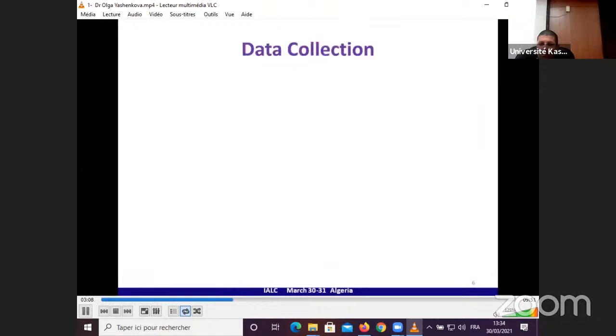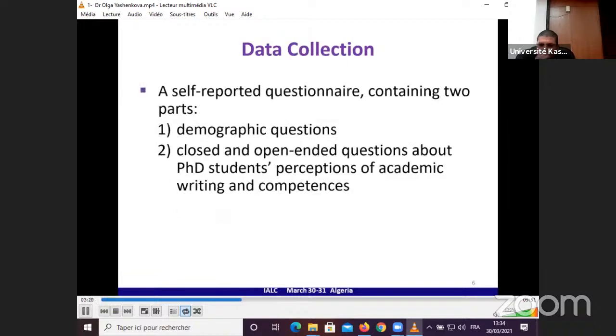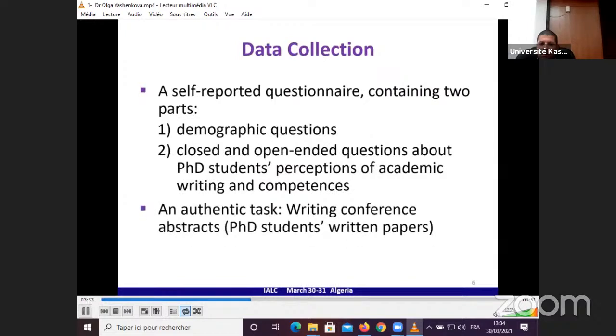The study used a mixed method approach. The data were collected by a survey questionnaire and an authentic task. I developed a questionnaire that contained some demographic questions and closed and open-ended questions about PhD students' perceptions of academic writing and competencies. I also asked PhD students to find an international conference that was relevant to their research interests and write an abstract for that conference.